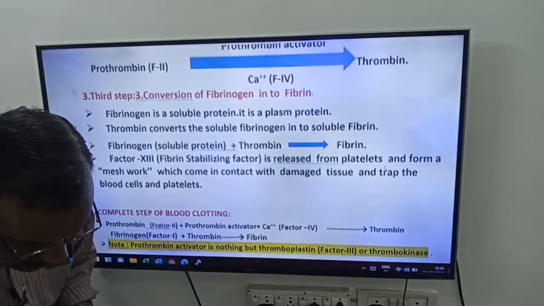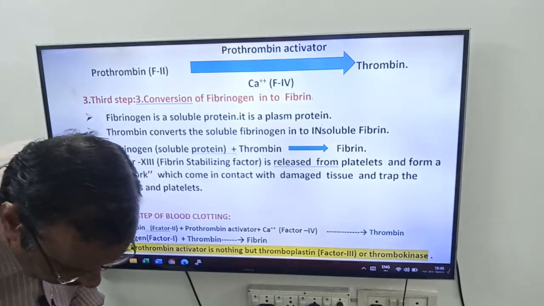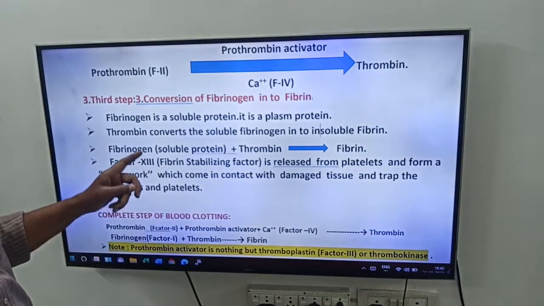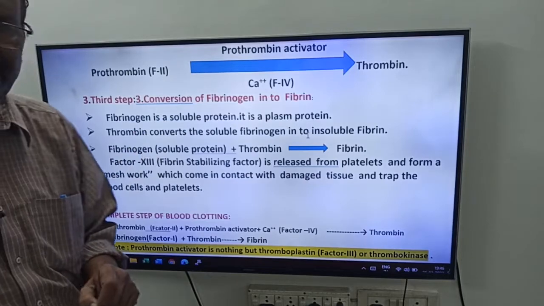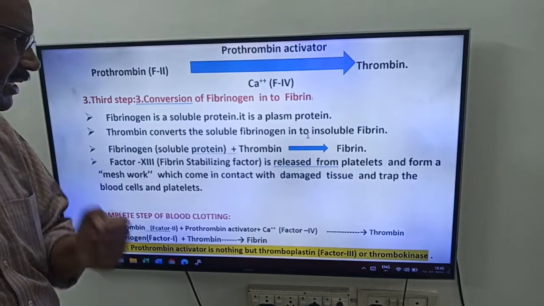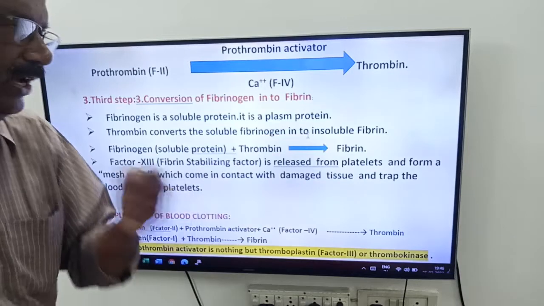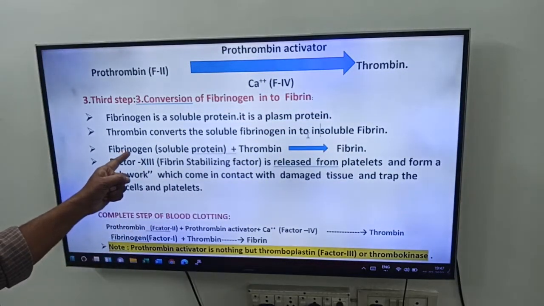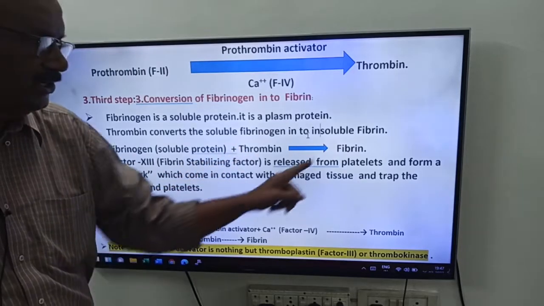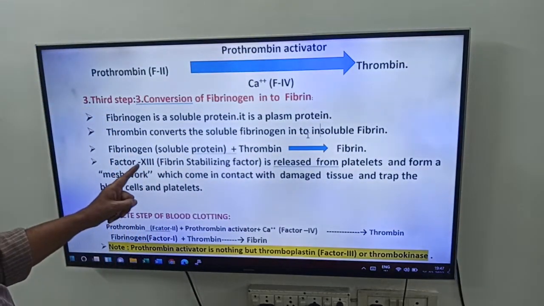Sorry, friends, here you have to write insoluble fibrin. Fibrin is an insoluble protein. This thrombin converts the soluble fibrinogen into insoluble fibrin. Here I have given the equation: fibrinogen, that is a soluble protein, in the presence of thrombin converts into fibrin, which is an insoluble protein. Next, friends, factor 13.